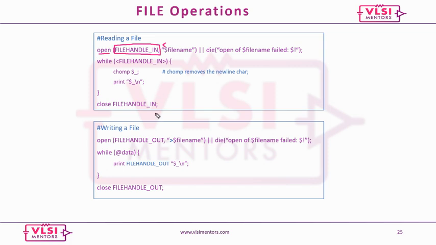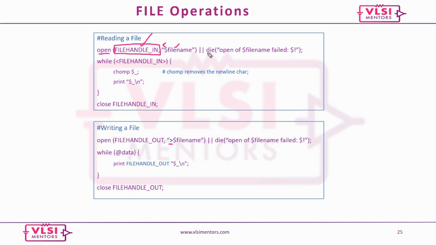Now if you see here, when I try to open a file in write mode, I need to use the greater than symbol. At the same time, if I want to read a file, I need to use the less than symbol. Here, open, this is the file handler or file pointer, and this is the file that I'm interested in opening.